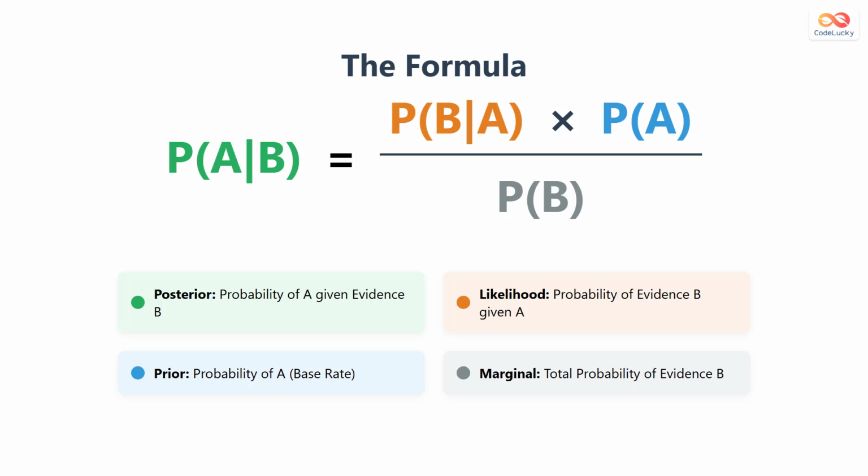Here is the famous equation. The probability of A given B equals the probability of B given A times the probability of A, all divided by the probability of B. This looks complex, but it simply balances the likelihood of the evidence against the base probability of the event.